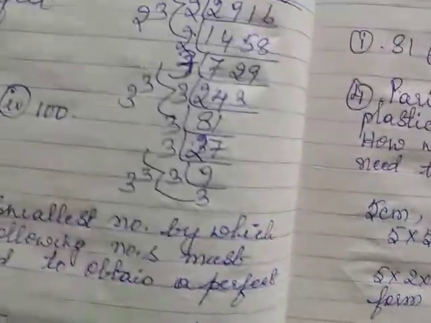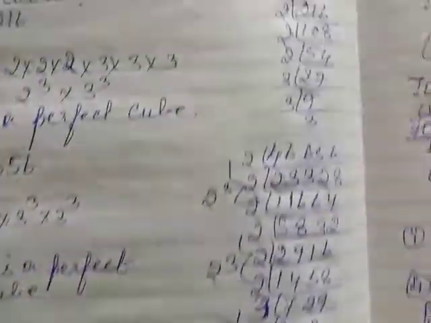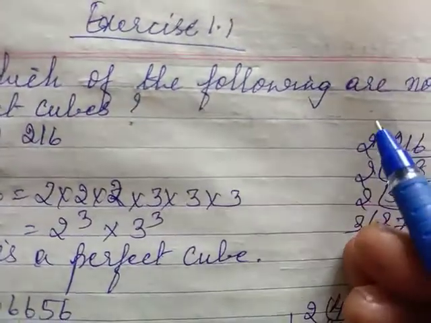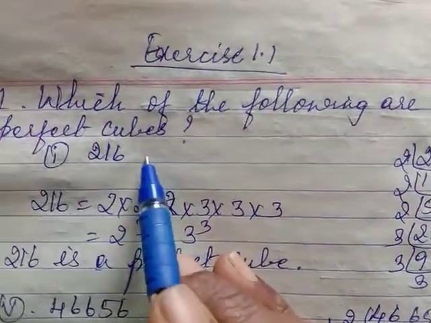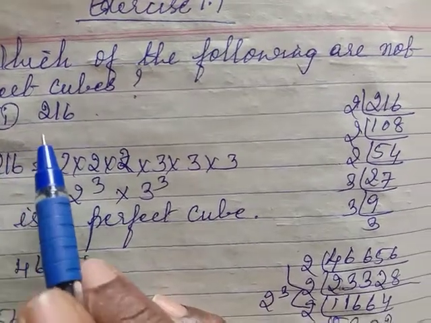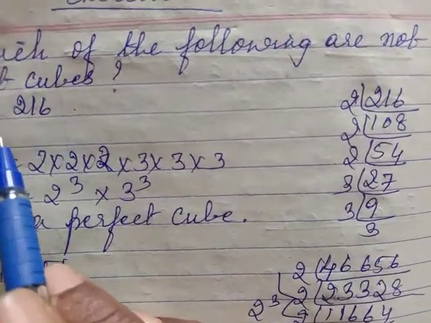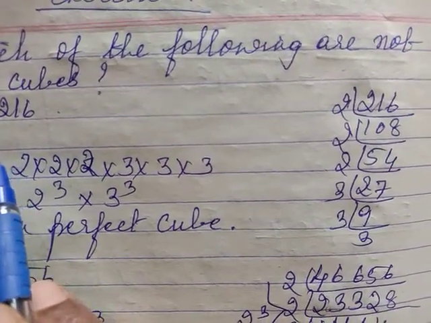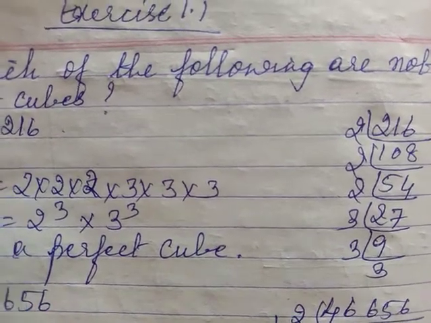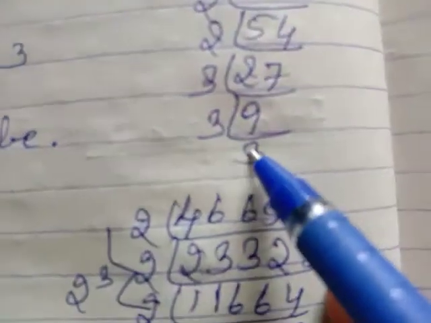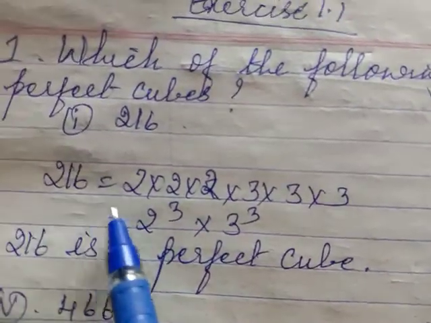Okay children, next let us move to Exercise 1.1. Which of the following are not perfect cubes? First one, 216. So what you have to do? To decide whether the given numbers are perfect cubes or not, just now we learnt in examples, once again I'm going to repeat this. First, factorize.